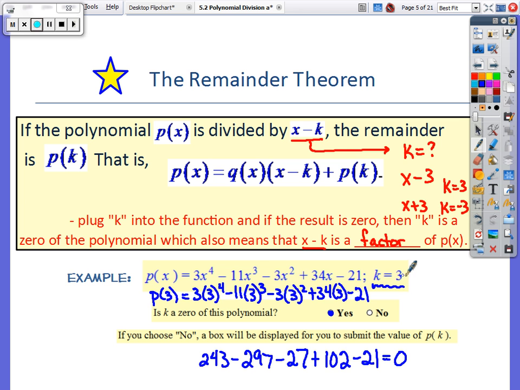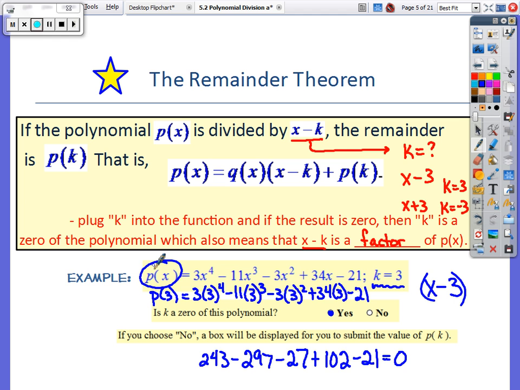So I know 3 is a 0. It's a root. It's a solution. It's an x-intercept of this crazy-looking polynomial. What else do I know? Well, I also know x minus 3 is a factor of P of x.